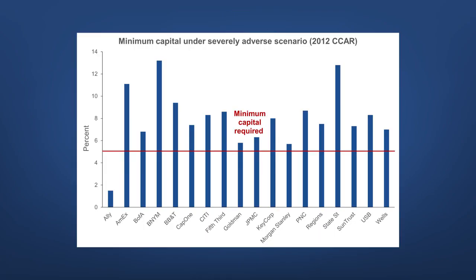This chart shows the equity capital ratios under the worst case scenario. In the 2012 cycle, everyone passed except for Ally Bank. They fell below the 5% minimum set by the Fed.